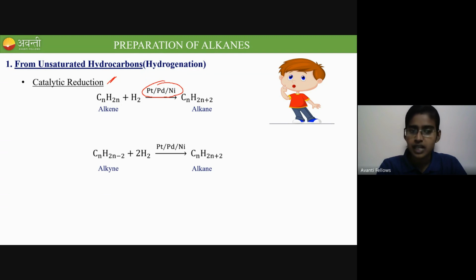So to this alkyne also, we are going to add hydrogen. But in alkyne, if you want to make alkane from alkyne, you have to use 2 moles of hydrogen. What you have to do? You have to add 2 moles of hydrogen to alkyne to prepare alkane with the same metal catalyst. Got it? So I'll show you some examples for this.